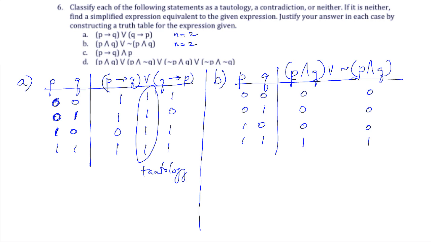And now I'm going to negate P and Q over here, and I get 1, 1, 1, 0. And finally, I'm going to do an OR between these two columns, and I'm going to get a 1, 1, 1, 1. So this is my final answer, and it's a tautology.